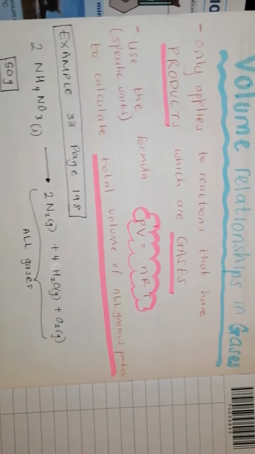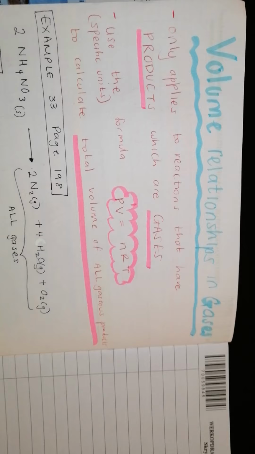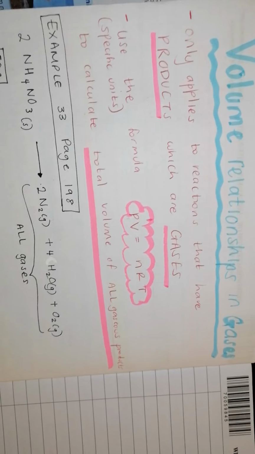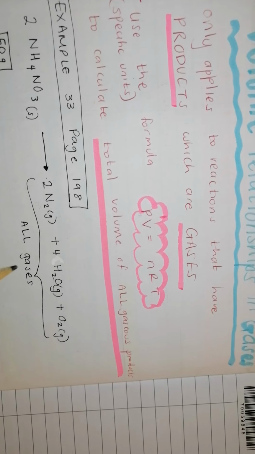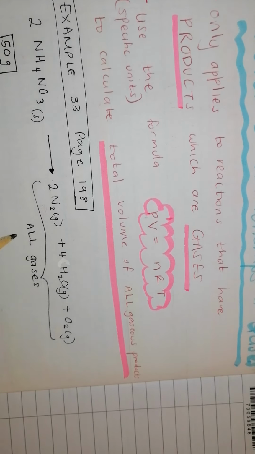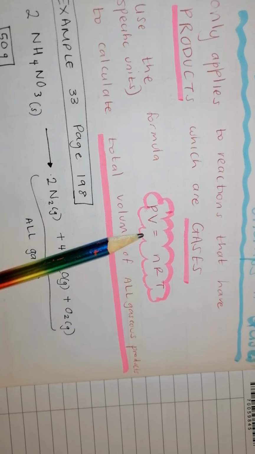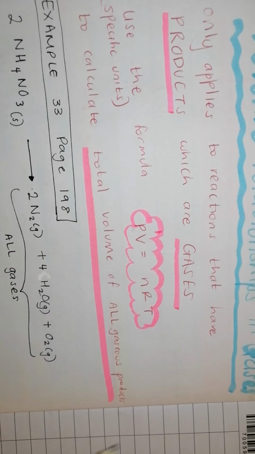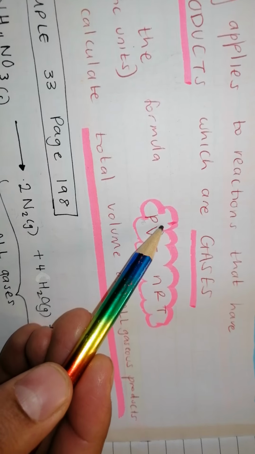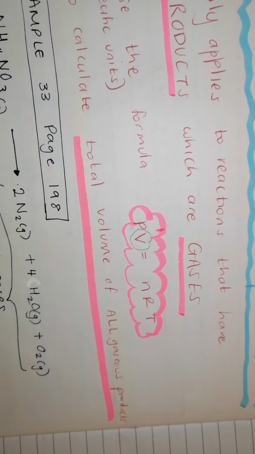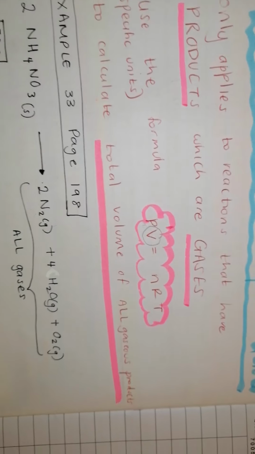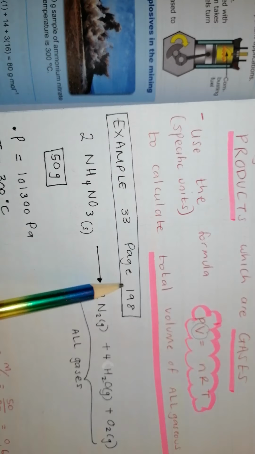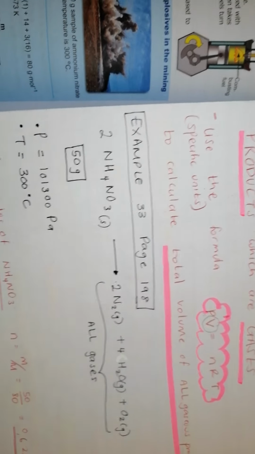Right, now we're going to use everything exactly like how we used to before with normal stoichiometry. Only at the end, when we are trying to work out the volume of the products that are all gases, then we're going to use this formula here, and the volume from this formula, this is the volume that we are going to be calculating. Right, so let us just do one example, which is on page 198 of your textbook, example 33.